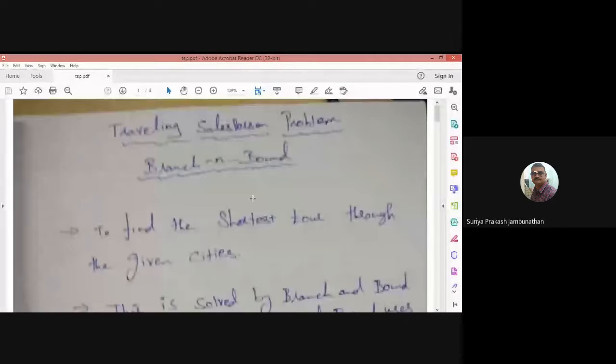Okay, so in this particular problem, we are identifying the shortest tour through the given cities. The salesman has to start from city one and reach all the cities. Then he has to reach back to the same city where he started. So we have to identify the shortest path among all these cities. That is the main concept in the traveling salesman problem.